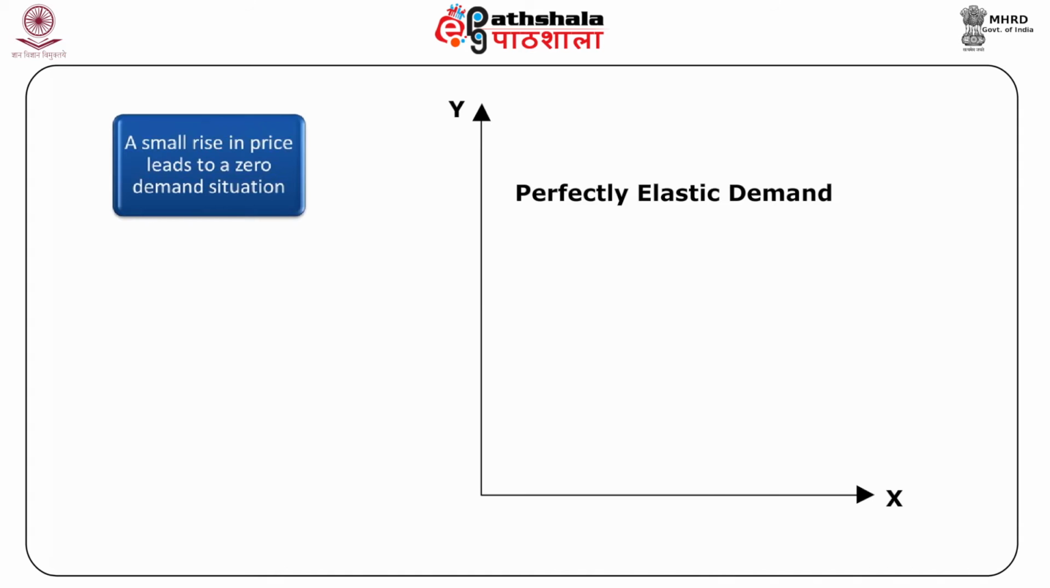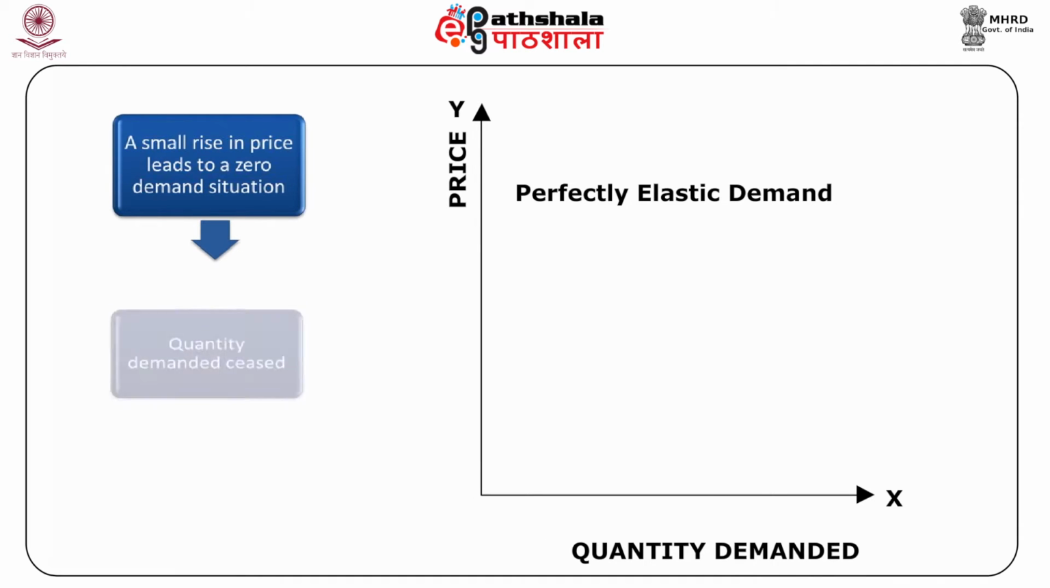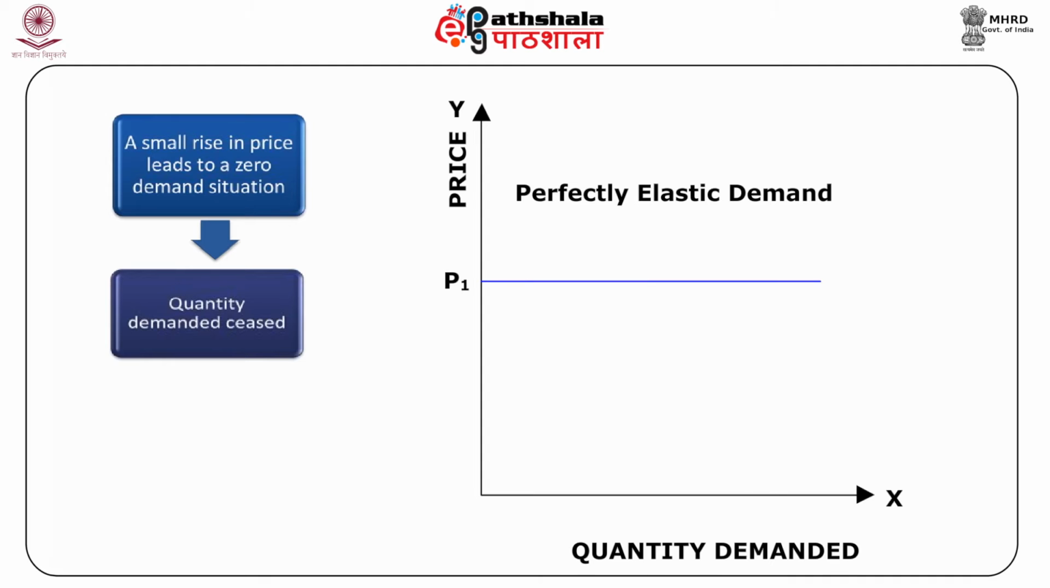Perfectly elastic demand. When a small rise in the price leads to a zero demand situation, that is, when demand for the product ceases, then the elasticity of demand is said to be equal to infinity. In other words, when the price of a product falls by an infinitely small amount, then the consumers demand an infinite quantity. The figure shows that the new price line P2 does not intersect the demand curve. It indicates zero quantity.